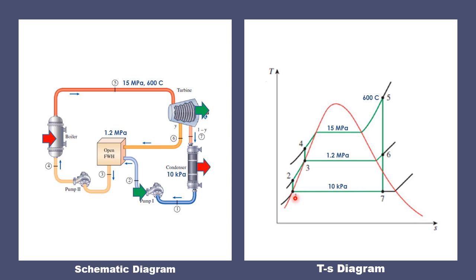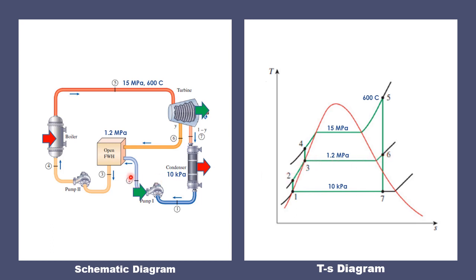So at point 1, it leaves the condenser as a saturated liquid. Then it will be compressed to point 2, wherein it will become a compressed liquid at the pressure of the open feed water heater. Because it will not enter the open feed water heater if it has a different pressure. That's why the pressure at point 2 will be the same as that of the open feed water heater. That's why point 2, point 3, and point 6 have the same pressure.